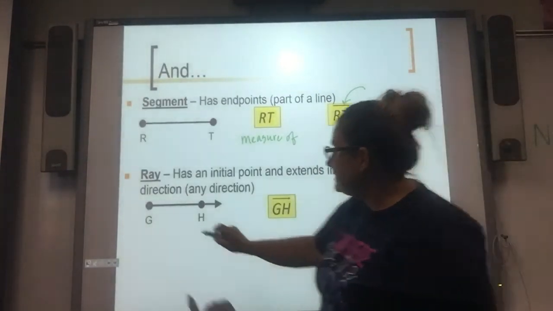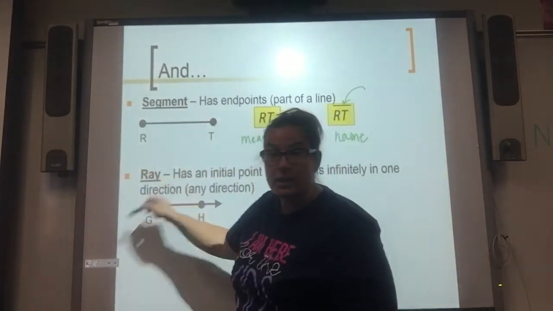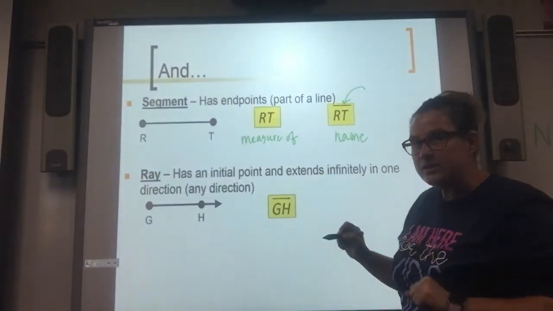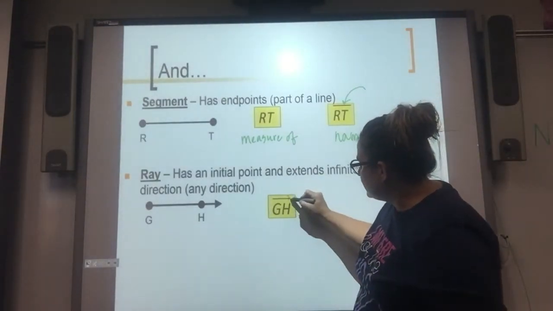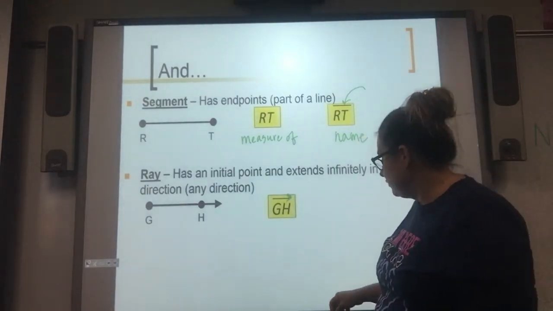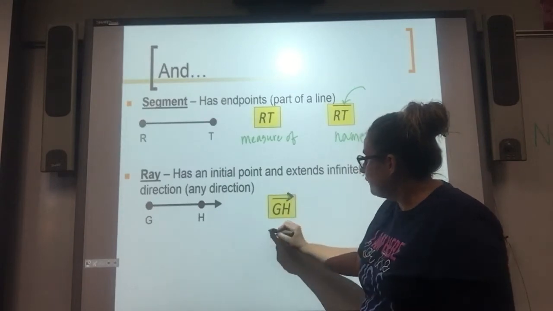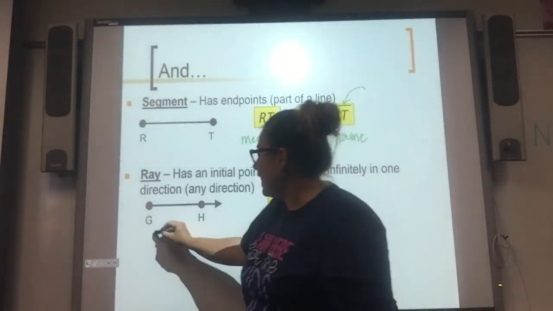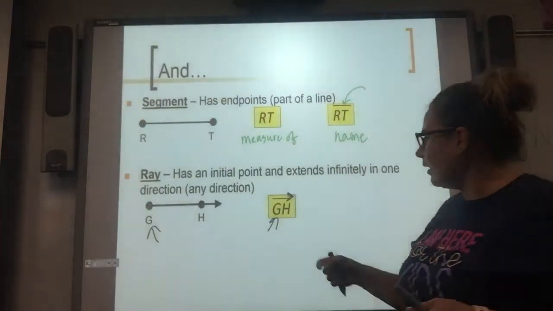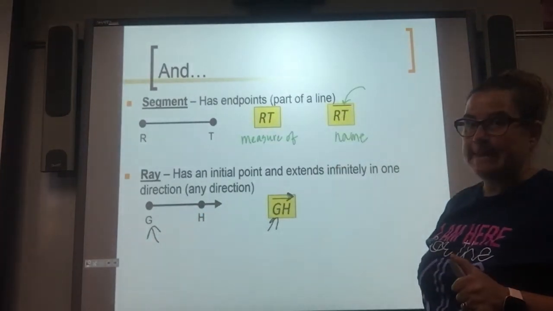Ray. A ray has an initial point, and it can go in any direction, really, and extend forever. If you notice, it's maybe hard to see in the video, but this has an arrow on the end, okay? So that recognizes this as a ray. The first letter is always the initial point. It's where it starts. So that first letter has to go where the initial point is.